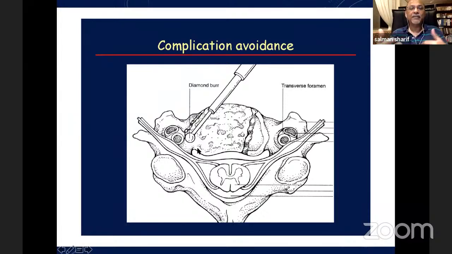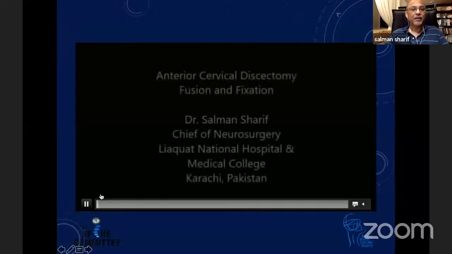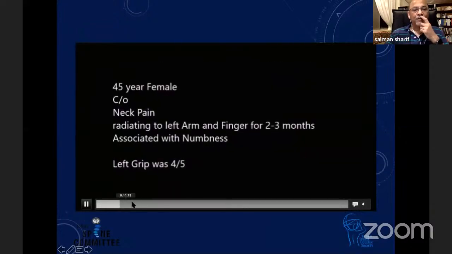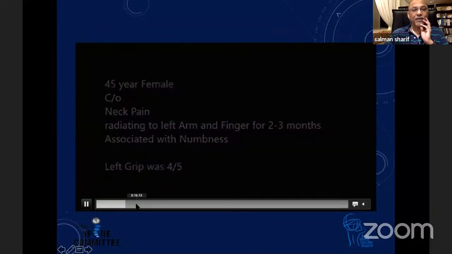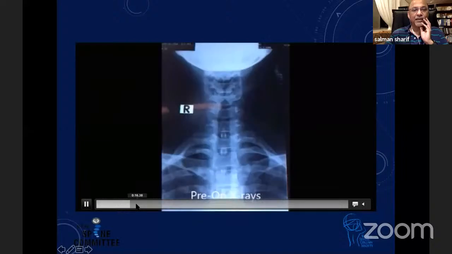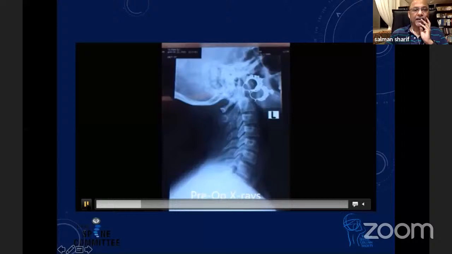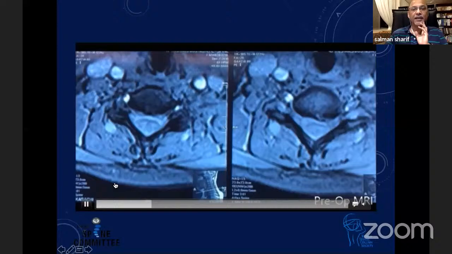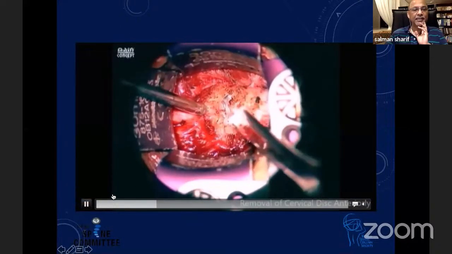How do I know that I have done enough decompression? What I do is I use a hook underneath, and I will show you in the video that we have. So this is a 45-year-old female with neck pain radiating to the left arm for 3 months with numbness and hand weakness. And these are her x-rays, and it does show that level to be coming closer. This is her MRI showing the disc.